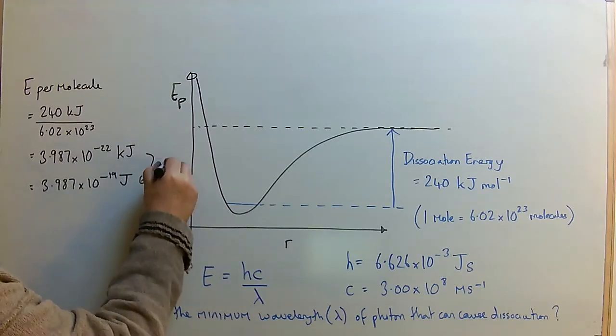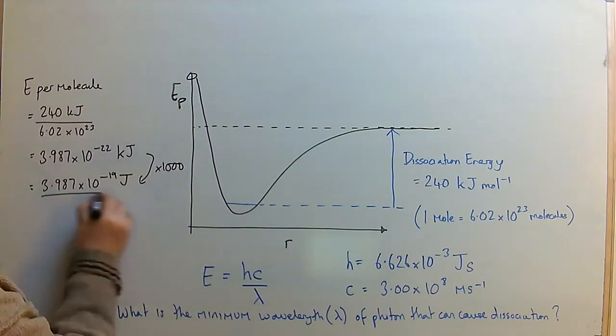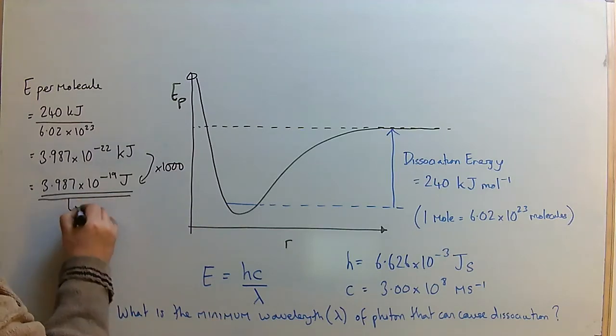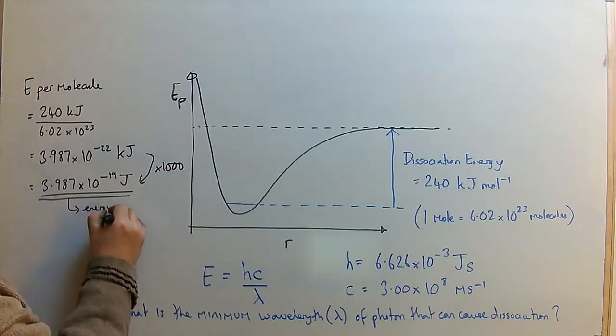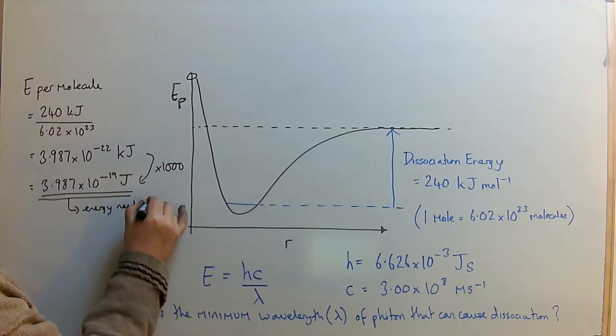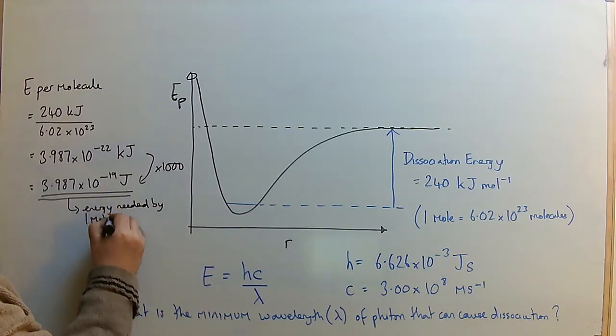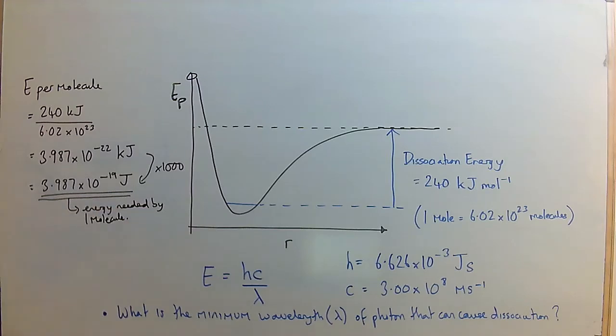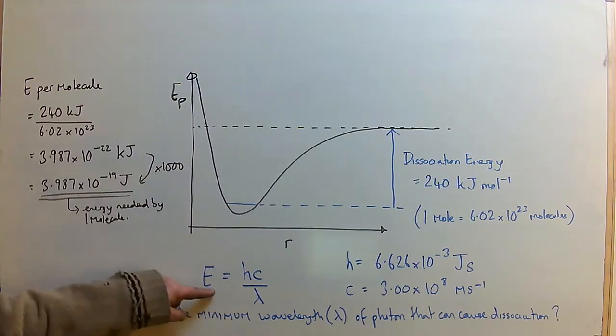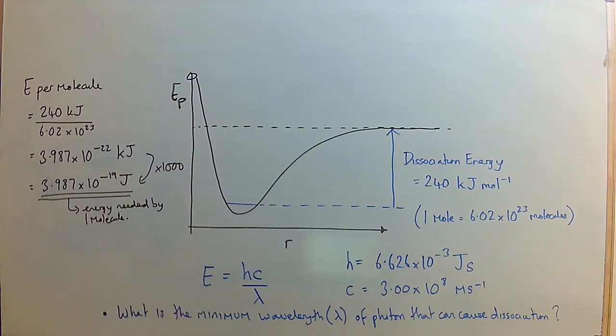Okay, so that's the amount of energy needed by one molecule for it to be able to dissociate. And what we're saying is that because that has to be delivered by a single photon, we need to have a photon which has at least that much energy.